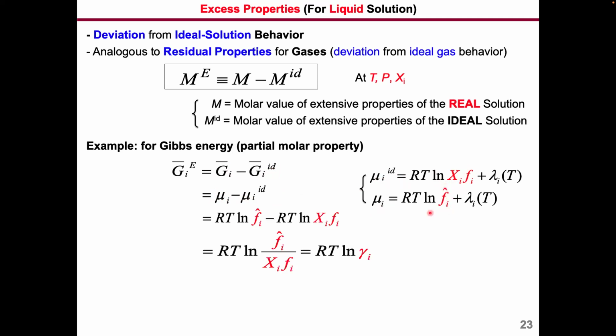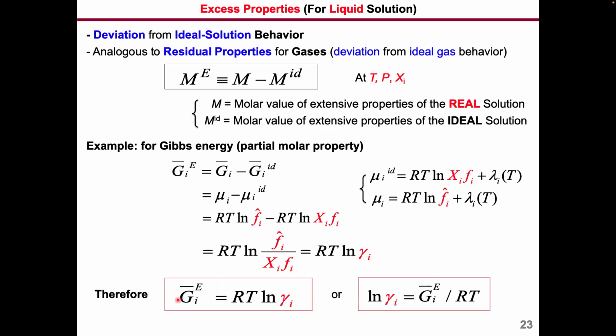Fugacity hat. And then you plug this back in and you will quickly realize the excess molar Gibbs free energy is just equal to RT natural log gamma i, analogous to that phi in the previous residual G. In the end, G_i excess is going to be RT natural log gamma i, or alternatively, natural log gamma i is equal to the excess partial molar Gibbs free energy divided by RT, okay?